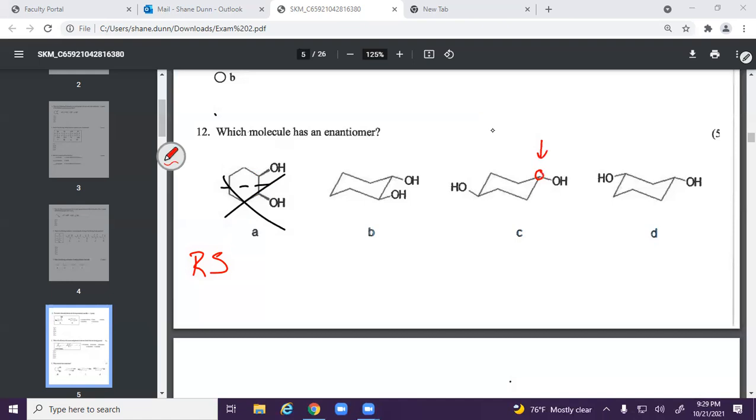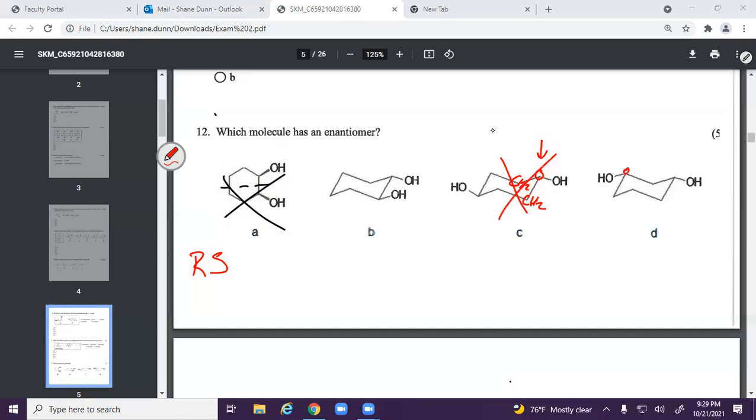Is this a chiral center? Why not? It has 4 bonds. It's got 2 CH2 bonds, right? So it's not bonded to 4 unique things. So not chiral. So not chiral means not enantiomers. There's no RS.